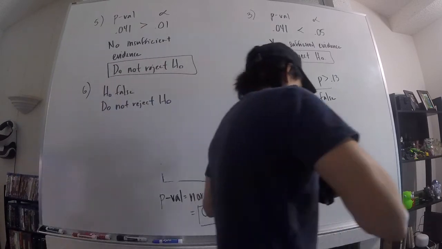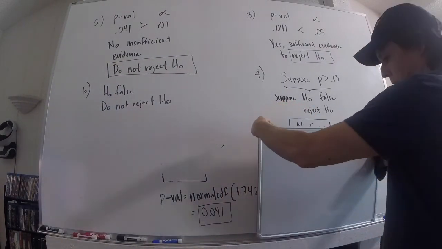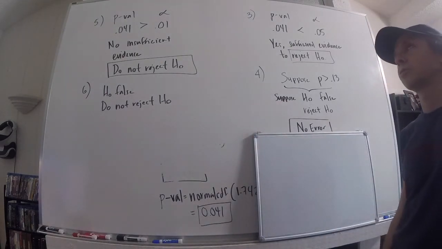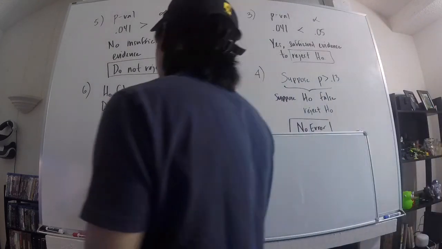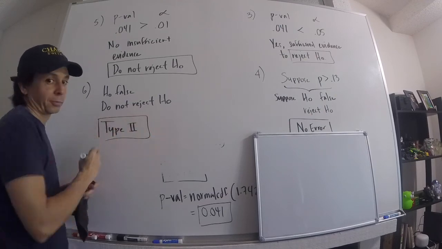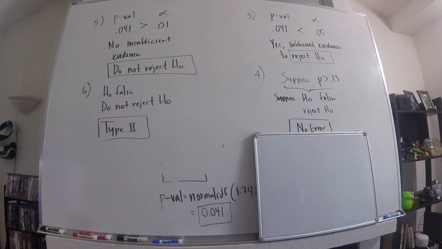What type of error? Oh man, I erased it. Let me see if I can remember this. Type 2. Look up on your chart. I'm going to go by memory, and then I'll go along and look at my thing. I'm pretty sure it's type 2. Type 2, yep. Okay. So we're good.